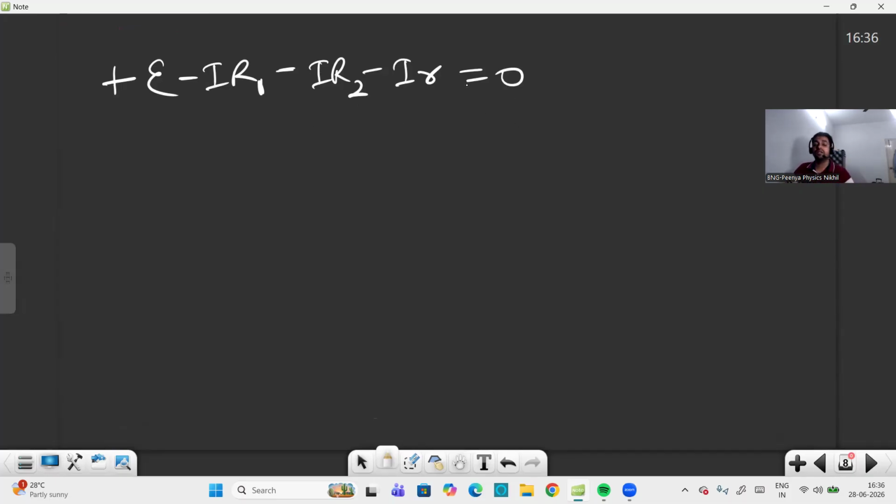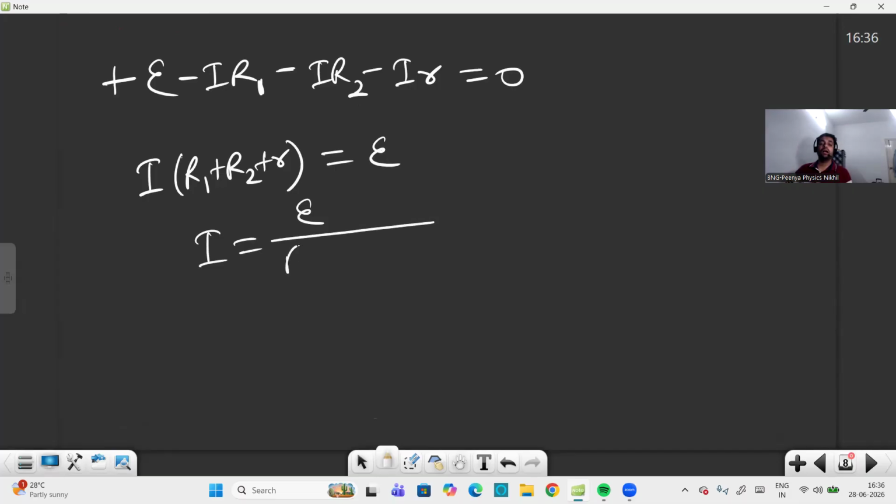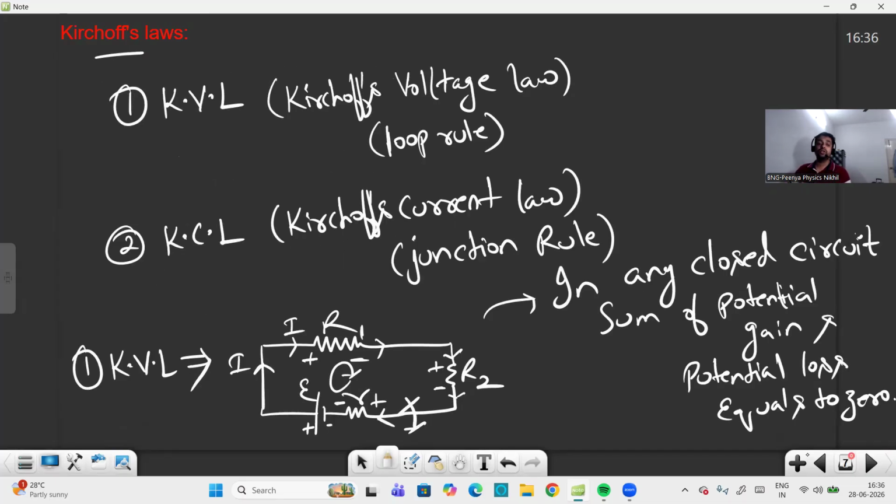This is nothing but Kirchhoff's voltage law. So here if I have to find I, I can write I times (R1 plus R2 plus small r) equals E. If I take this to the other side, then the I value is E divided by R1 plus R2 plus small r. Correct? So in this way, we can find the unknown terms by applying Kirchhoff's voltage law in any closed circuit. So this was Kirchhoff's voltage law.